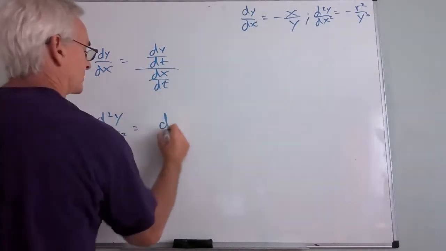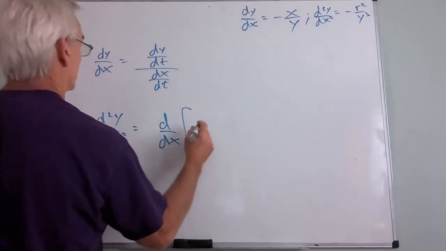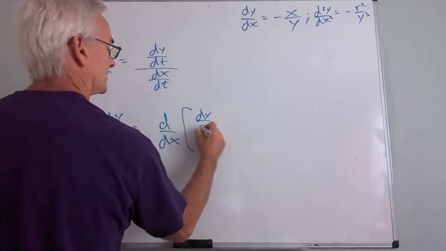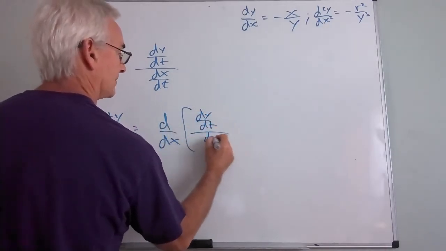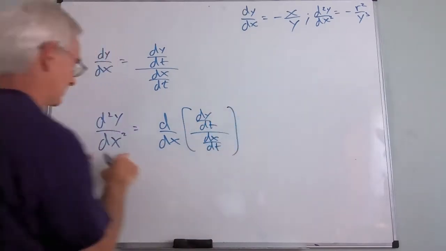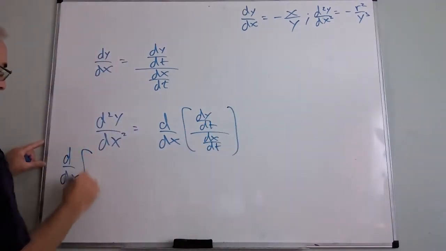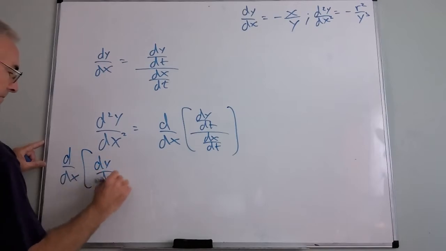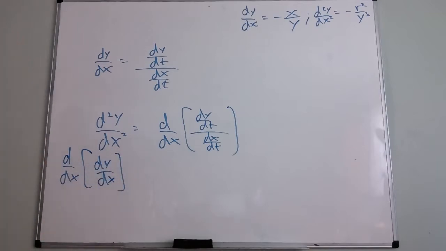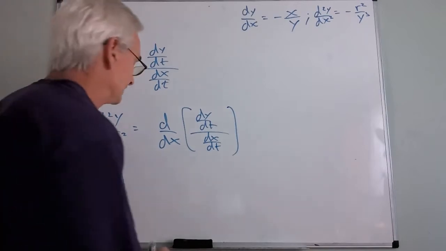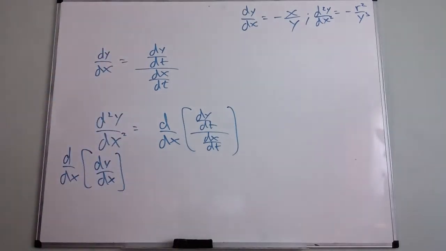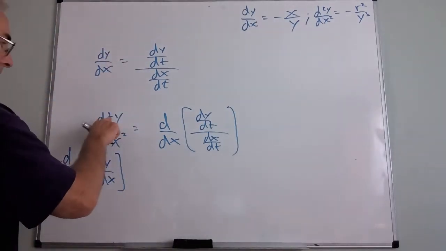Well, clearly this means I'm going to go d/dx of (dy/dt over dx/dt), right? Because that's what it means to be the second derivative. It means I'm doing d/dx of dy/dx. Okay, everybody agree with that? That's what I'm doing.